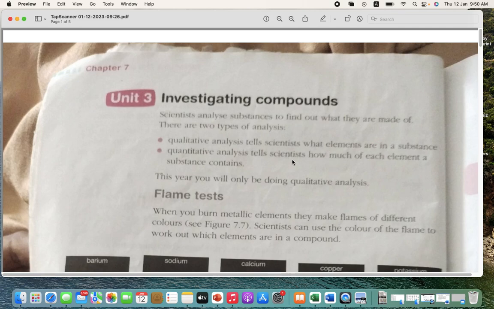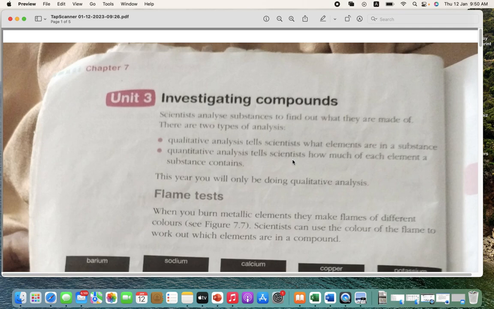So how do we investigate what type of compound it is, or what type of elements are found in a given compound? Normally, scientists analyze substances to find out what those compounds or substances are made of, and they usually use two techniques to do this. One is the qualitative analysis technique, and the second one is the quantitative analysis technique.